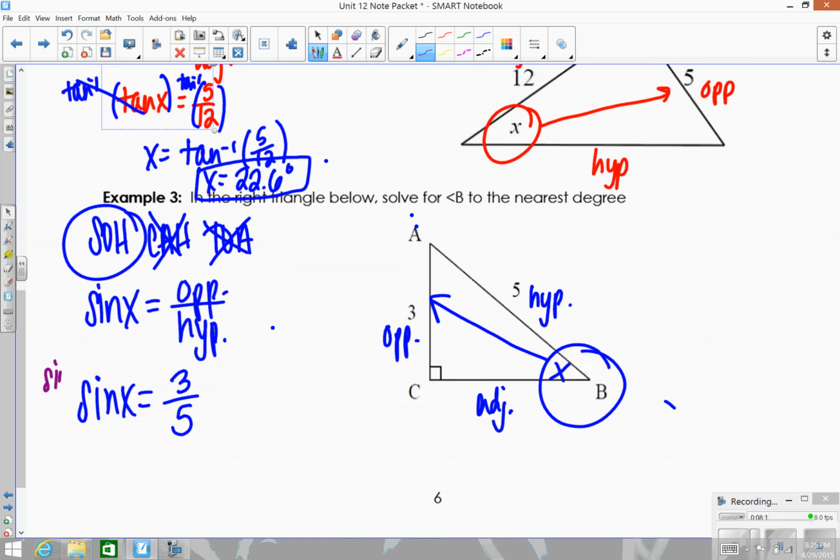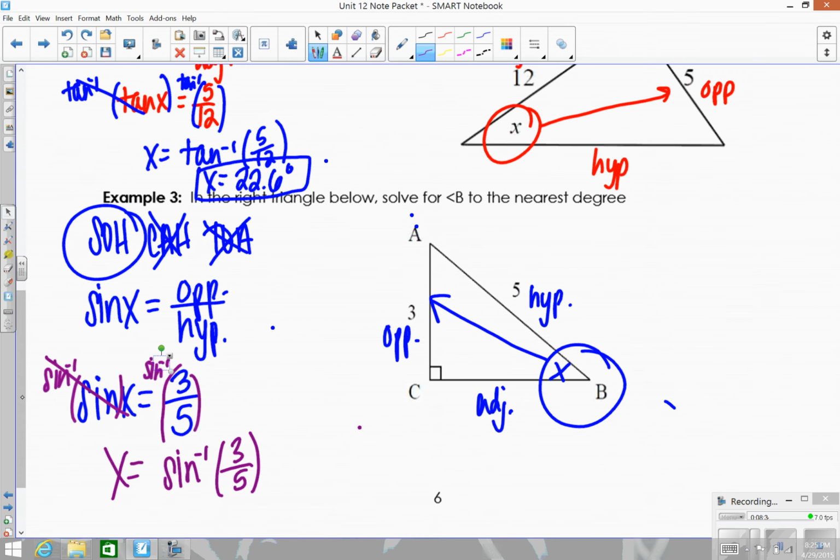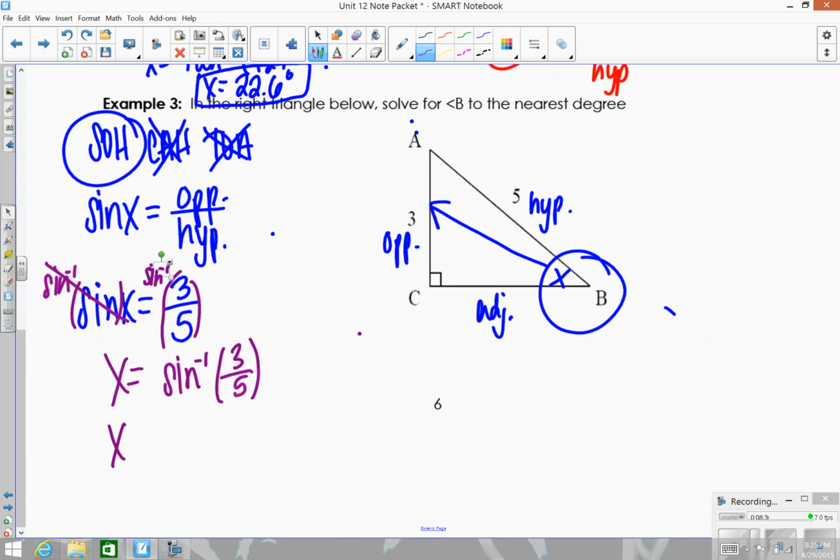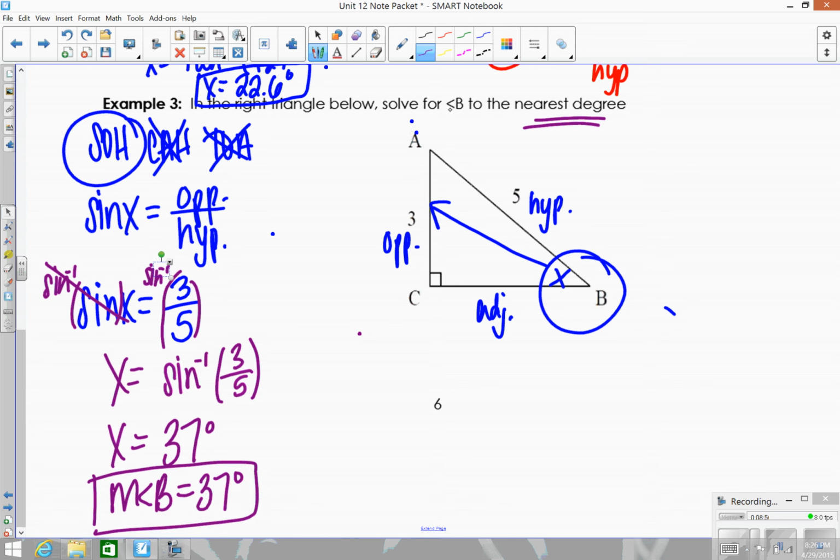Now we're going to take the inverse of both sides. So we have those cancel. X equals sine inverse of 3/5. So when you put that into your calculator and you round to the nearest degree, nearest whole number, you get 37 degrees. So the measure of angle B is 37 degrees. And I'm just making sure I write that last statement because it said to solve for angle B. So I should answer it as the measure of angle B is this number.